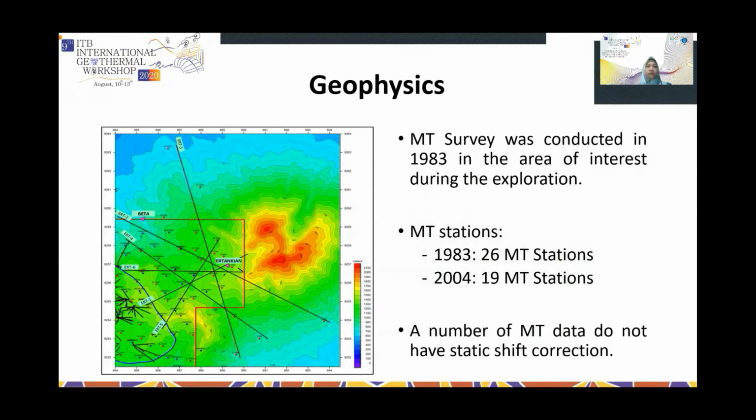In 2004, another MT survey coupled with time domain electromagnetic, or TDEM, measurement was conducted. However, the survey mainly concentrated in the Salak production area and did not give significant improvement to the data coverage in the eastern portion of the Ertankian prospect.